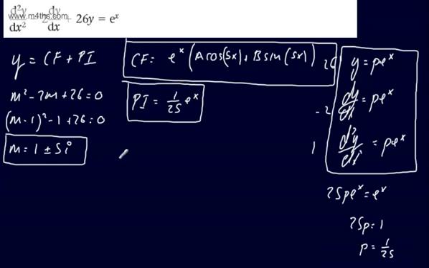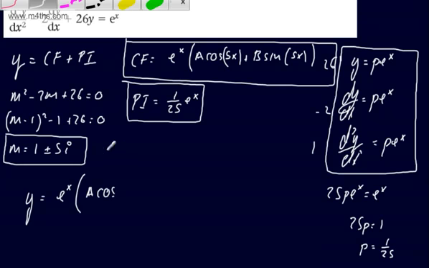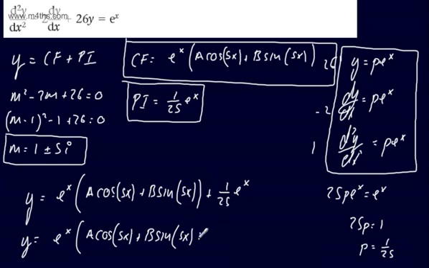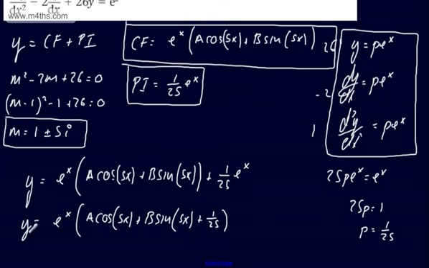General solution, complementary function plus particular integral. Therefore, y is going to be equal to e to the x, then we will have a cos 5x. In fact, let's just tidy it up. 5x, isn't it, in our complementary function? So a cos 5x, and then plus b sine 5x, and then we will have plus the particular integral, which is going to be 1 over 25 e to the x. If you really wanted, you could factor this, taking e to the x out. So e to the x, and then we'd have a cos 5x plus b sine 5x plus 1/25. And that could be a solution for you. So a and b are arbitrary constants, and this is where we wind up.